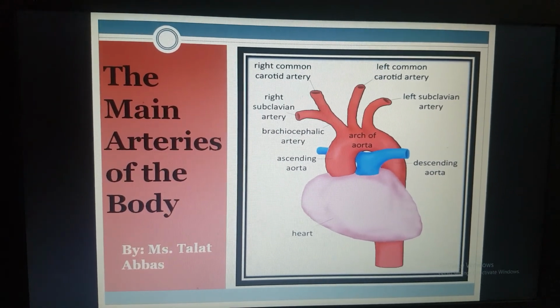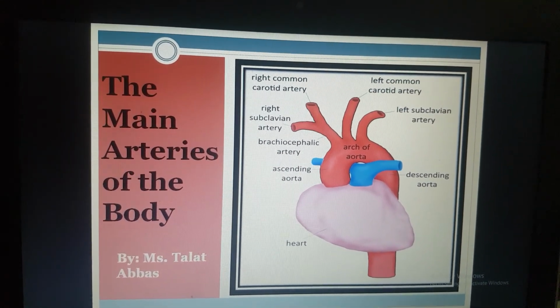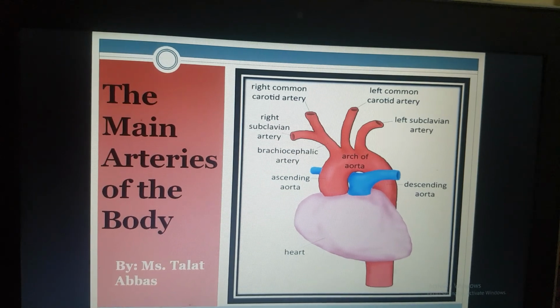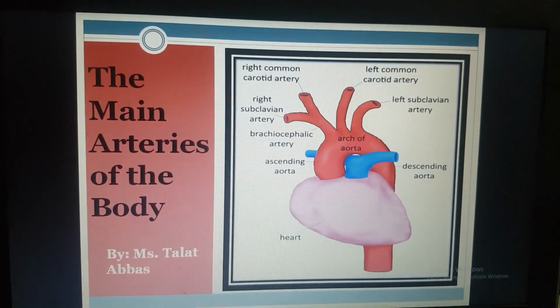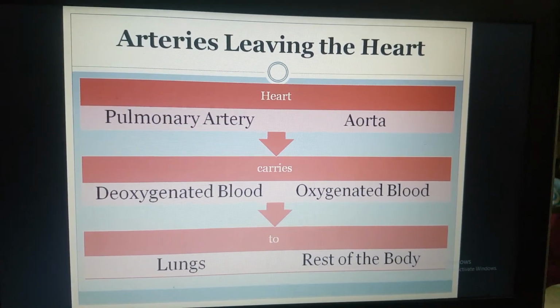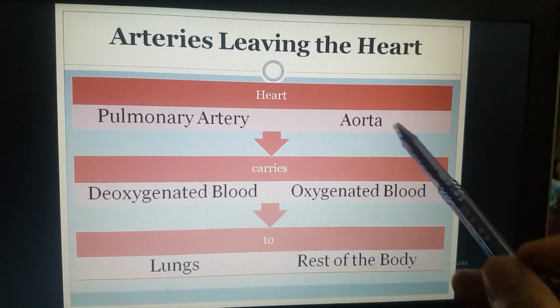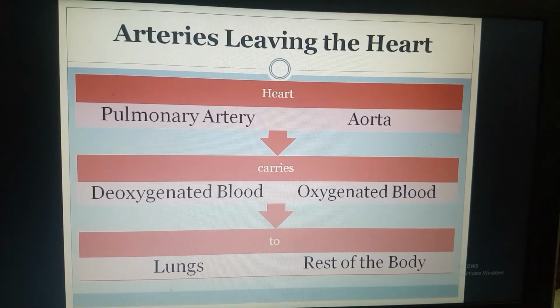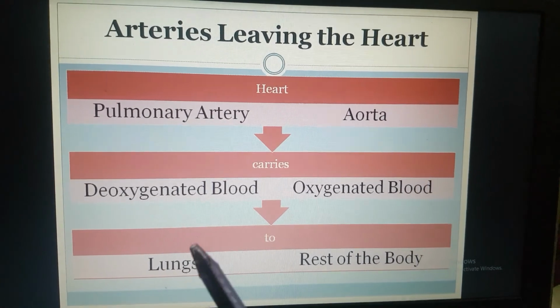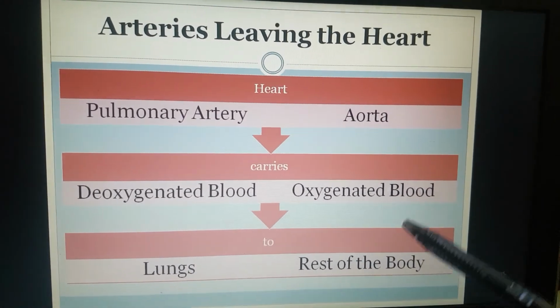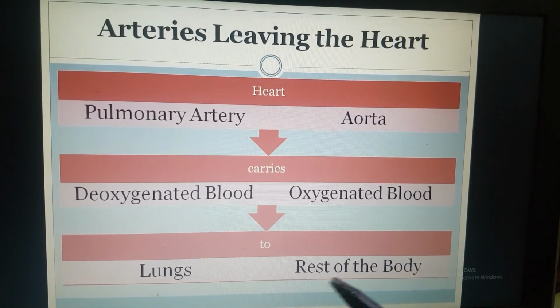Let's begin with the main arteries of the body. The arteries leaving the heart are two: pulmonary artery and the aorta. Pulmonary artery carries deoxygenated blood to the lungs, while aorta takes oxygenated blood to the rest of the body.